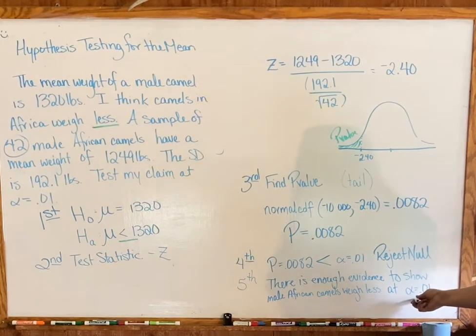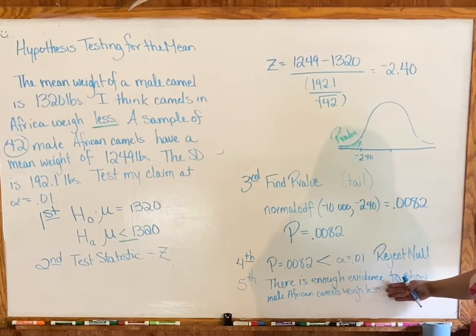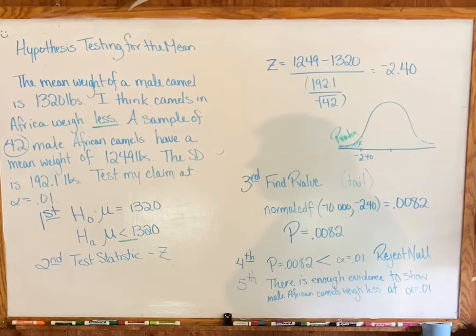And then we tell people what alpha we were allowed. Now, if you're giving this to the public, a lot of times we'll leave that off. We can just say there's enough evidence to show that male African camels weigh less, okay? But anybody that's doing a statistical test wants to see what your alpha was that you were allowed. So at 1%, and then they go, oh, okay, you actually did a good test. All right. But that sentence there is very, very important. So there is enough evidence to show male camels weigh less at alpha equals 0.01.